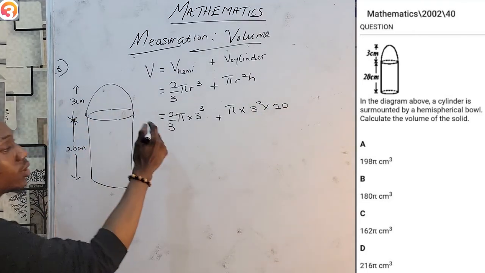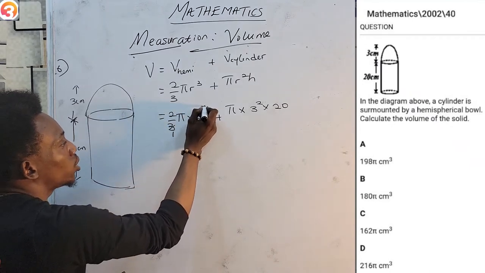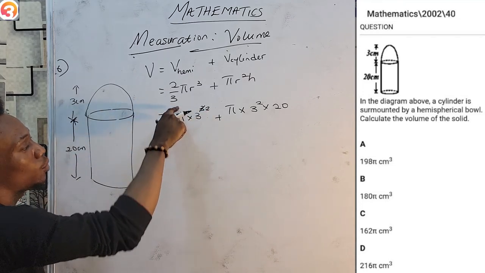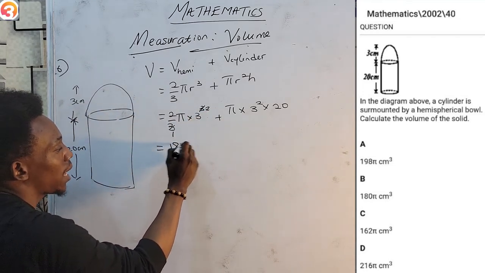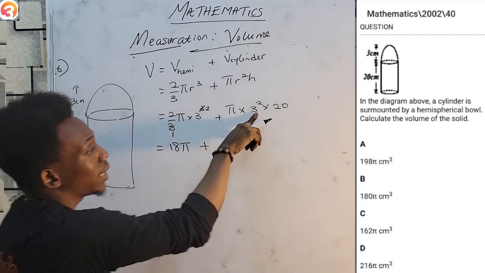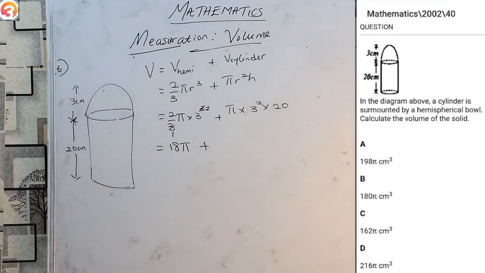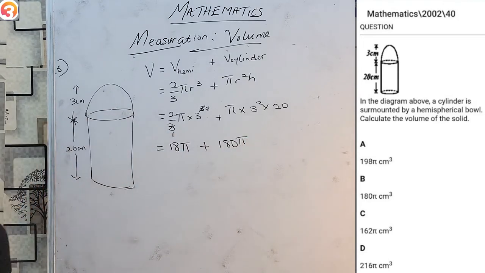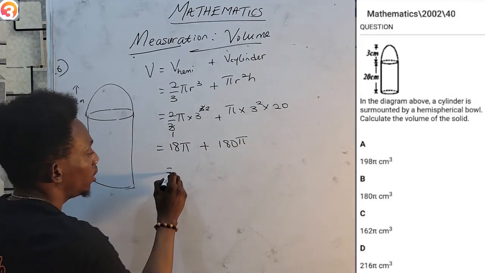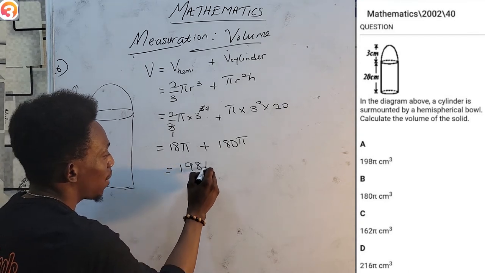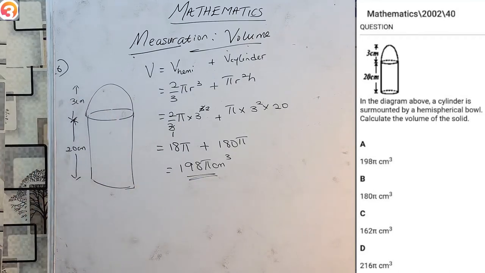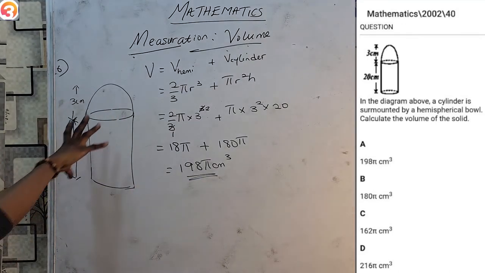So in this case, 3 into 3 cubed becomes 3 squared. So 3 squared is 9. 9 times 2 is 18. So 18 pi plus, over this way, 3 squared is also 9. 9 times 20 is 180. So this is 180 pi. Therefore, 18 pi plus 180 pi is going to be 198 pi centimeters cubed. And this is the volume of my combination.